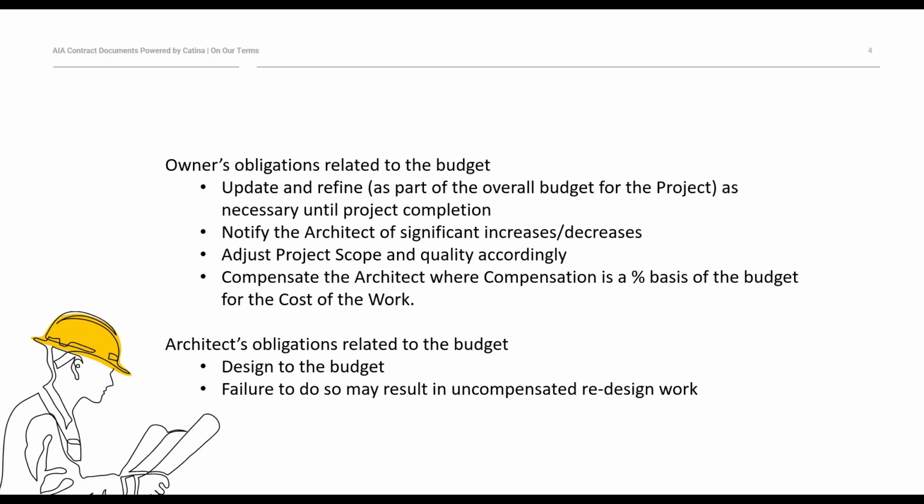And we have provisions in the B101 and in most of our owner-architect agreements that if you reach the point of bidding and the bids are not coming in consistent with the budget for reasons that the architect could foresee, the failure to provide a design to the budget will result in an obligation on the architect having to do some redesign work that's uncompensated. So again, the initial information budget is important because ultimately the architect is going to be obligated to design to the budget.